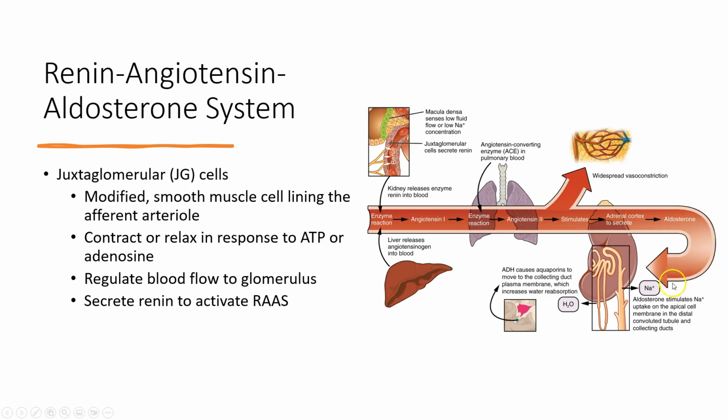Aldosterone then loops back to the kidneys, where it leads to sodium reabsorption, and water follows that sodium, leading to an increase in blood volume and thus blood pressure. So by this release of renin, we increase our blood pressure two ways. One, we increase our vascular resistance through increasing vasoconstriction, and two, we increase our blood volume.